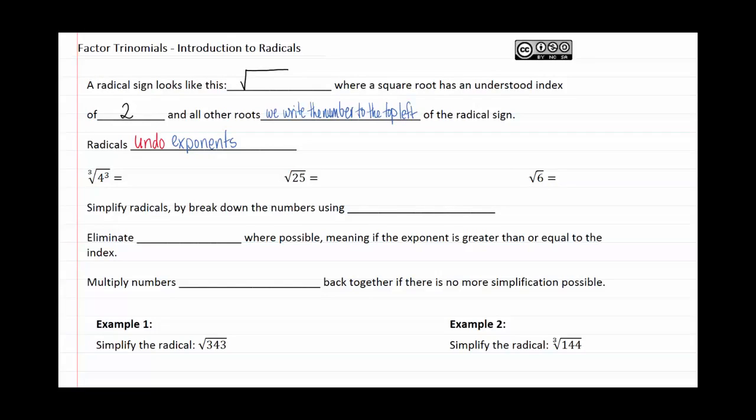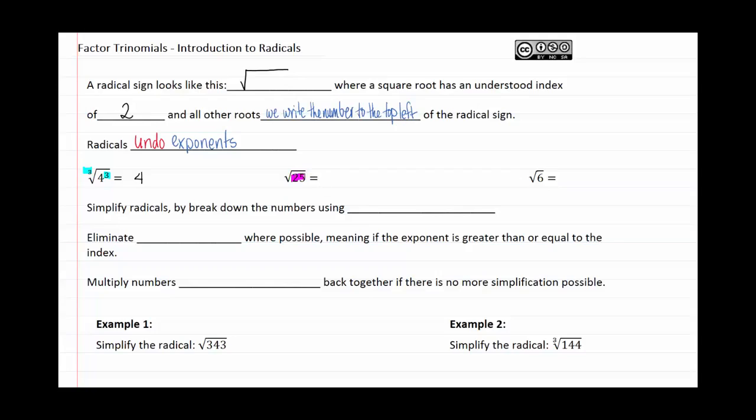Let's take a look at 3 examples just to get you up to speed on how to think about radicals and simplifying them. We have a cube root of 4 to the third. Notice that the index, the number to the top left, matches the exponent inside. Because of that, and because radicals undo exponents, we can write that as 4.